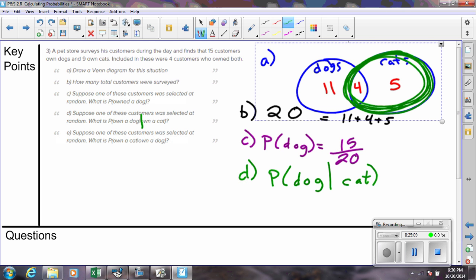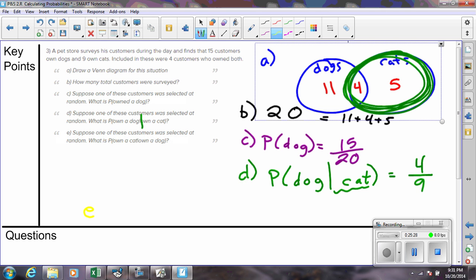That's 9 people who own a cat. So because of this part, that's what tells us our denominator is going to be 9. How many people own dogs from that group of 9? 4 of them. And part D is done.